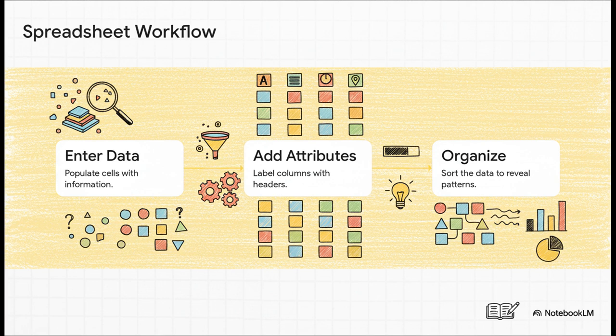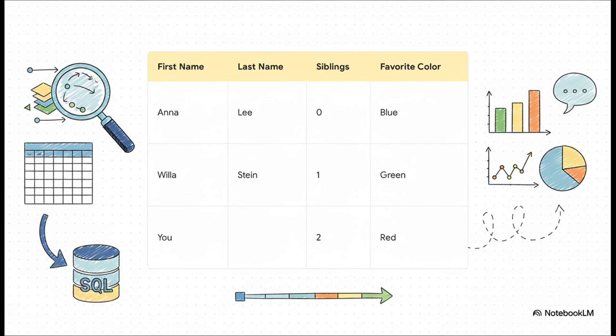And once everything's all labeled up, you can start organizing it, like sorting a column to see if any interesting patterns pop out. And boom, here's what you get. A nice, clean, organized table. Each column header, like first name or siblings, that's an attribute. And each row, that's what analysts call an observation. It's one complete set of details for a single entry, like for Willa Stein here.